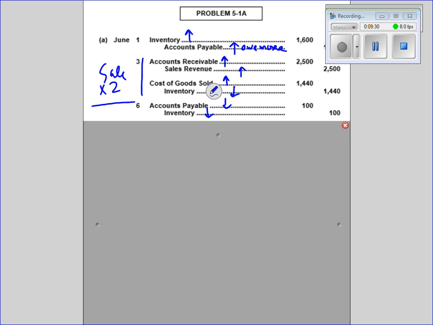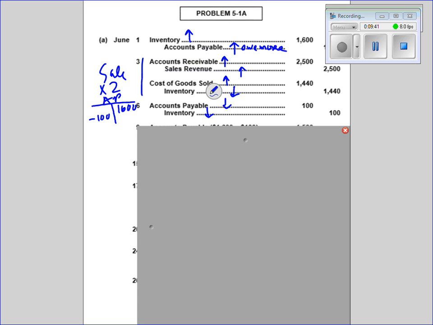I want you to make a quick T account for the AP here. We originally purchased $1,600 worth, but we just returned $100 worth. So our rockin' balance right now is really $1,500. I think next one will be a nice place to stop.